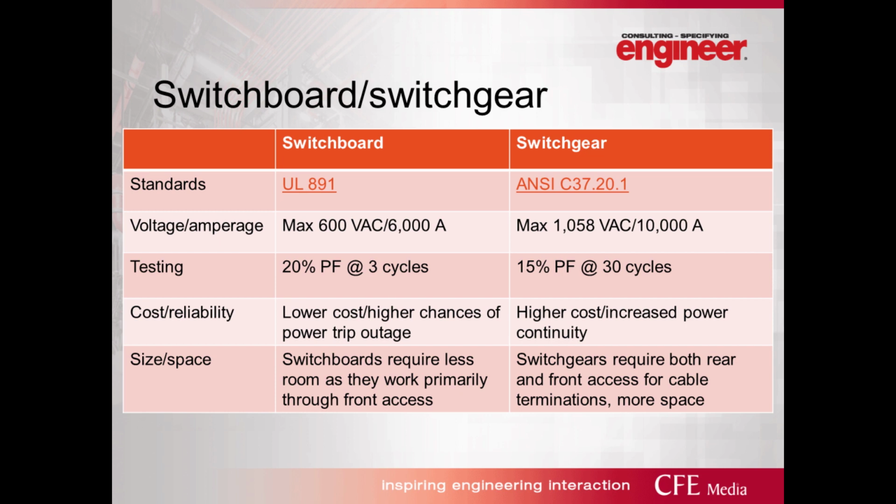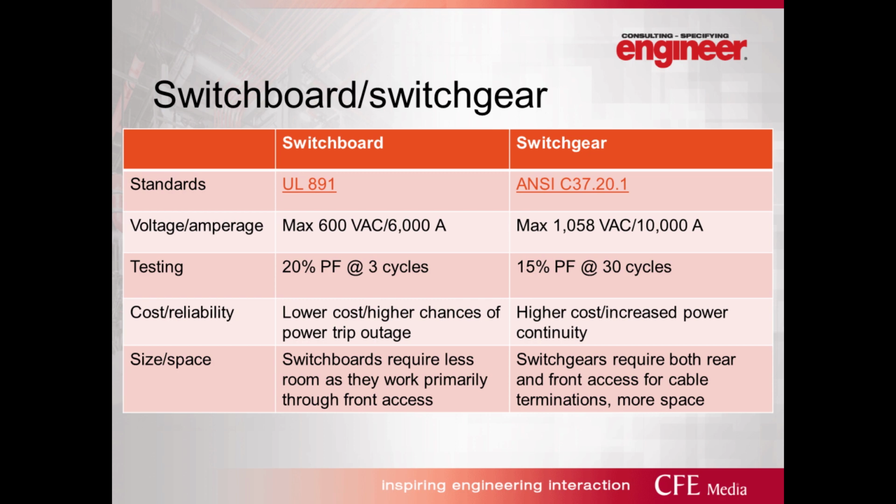The maximum voltage for switchboard is 600 volts and the bus ampere rating is 6,000 amps. For the switchgear, it's 1,000 volt plus 5.8% and 10,000 amps. And when you go into the DC designs, the switchgear goes up to 3,200 volt DC and 12,000 amps. While both are dielectric tested at 2,200 volts, there are some differences within the testing procedures.